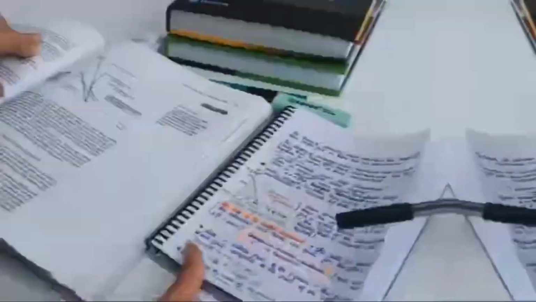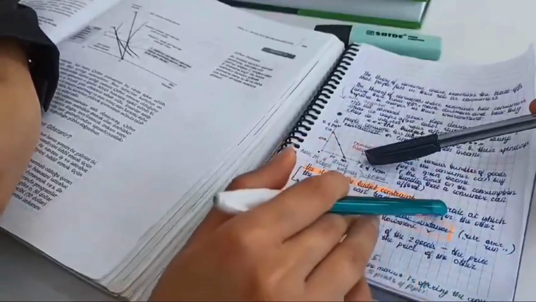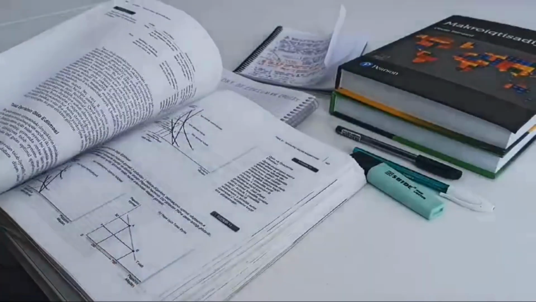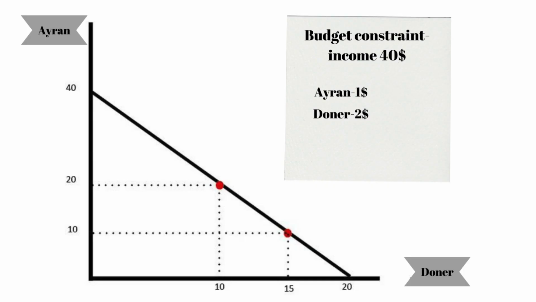And today we will explain to you the theory of consumer choice. So let's move to the topic. So what's consumer theory? Consumer theory is a series of assumptions about how people choose to spend their money. So a budget constraint shows the combination of goods that can be afforded with your current income.